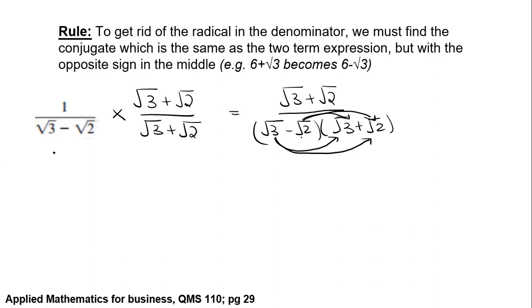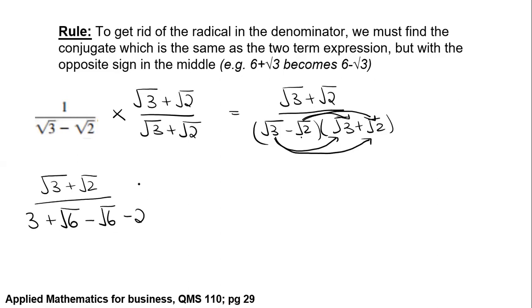This would then give us square root of 3 plus square root of 2 divided by 3 plus square root of 6 minus square root of 6 minus 2.